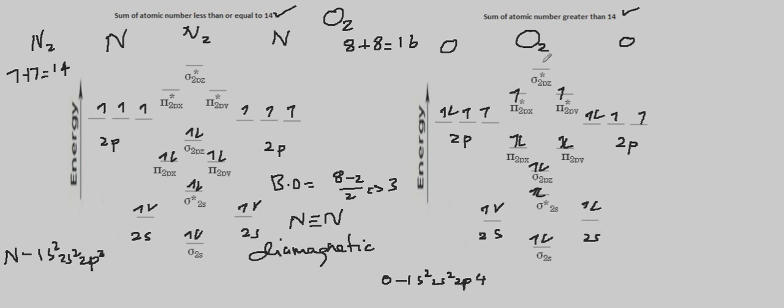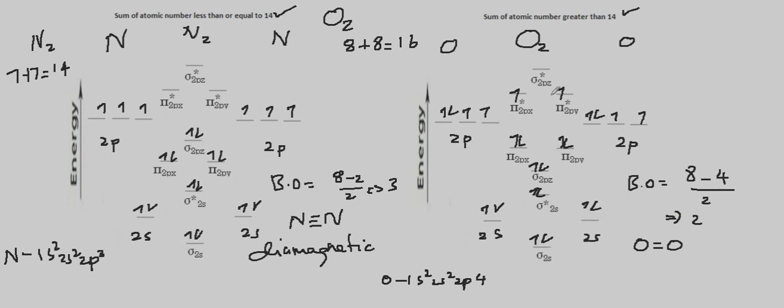So now I'm going to calculate the bond order. So bond order is going to be 8 minus 4 divided by 2, and it's going to be 2. So that implies that there is a double bond between the oxygen and oxygen in the case of the oxygen molecule.